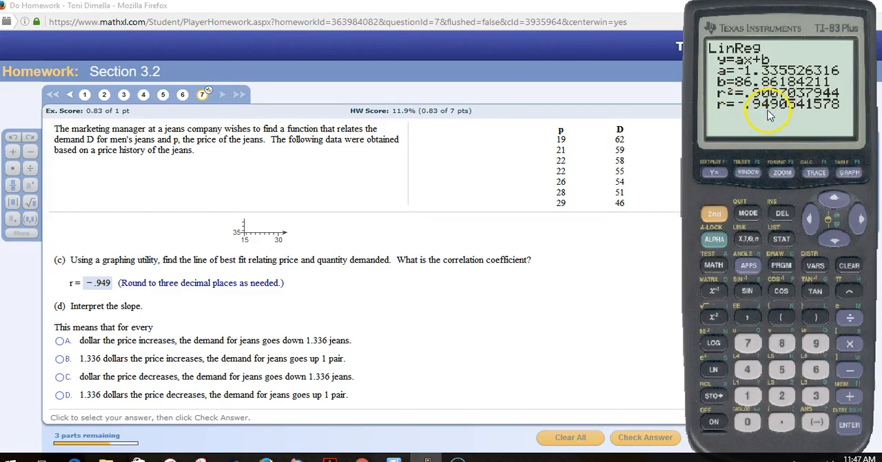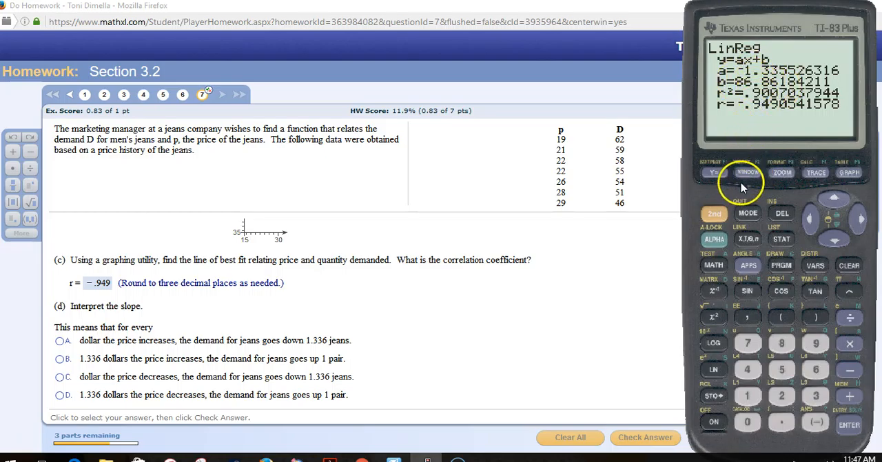Now that isn't my slope. It means that I have a negative slope. The slope is the A value. So the equation of the line of best fit is y equals A, which is a negative 1.336, x plus B, which is 86862. What does that slope mean?